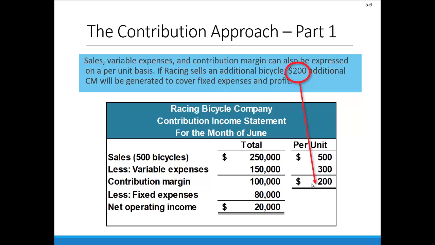Right? So if they only sell one bike in a current period, then they only contribute 200 toward covering these fixed costs, and they've got a big loss of 79,800. They sell two bikes, they have a total contribution margin of 400 toward covering these. Three bikes, 600, and so on and so on. So contribution margin per unit is something we're going to be using a lot going forward.